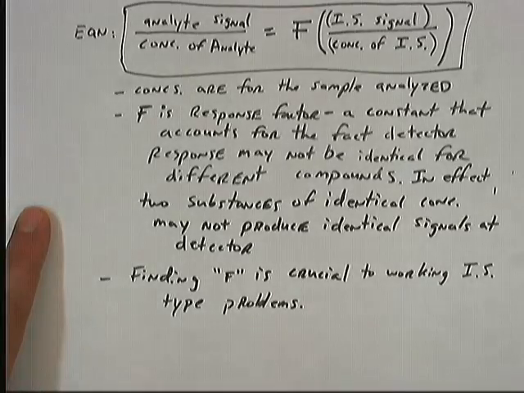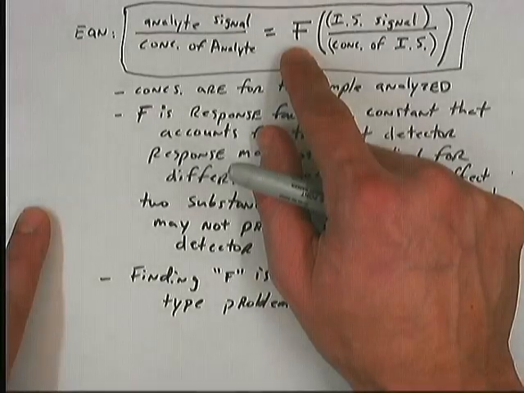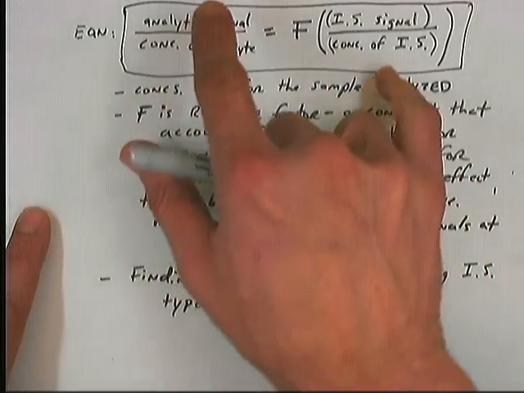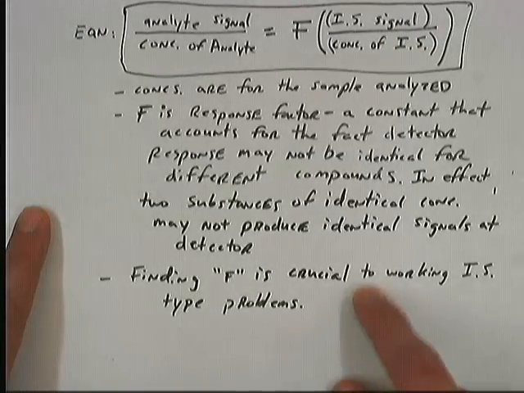We can accomplish figuring out what F is by running a sample of known concentration for both our analyte and our internal standard. We'll see that in the sample problem in a second, but that's the response factor. We've got to figure out what that is. It's crucial to working these types of problems.